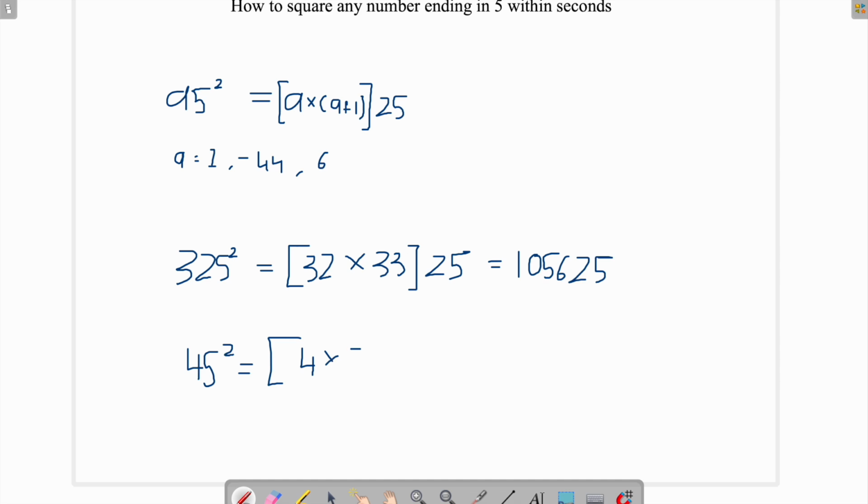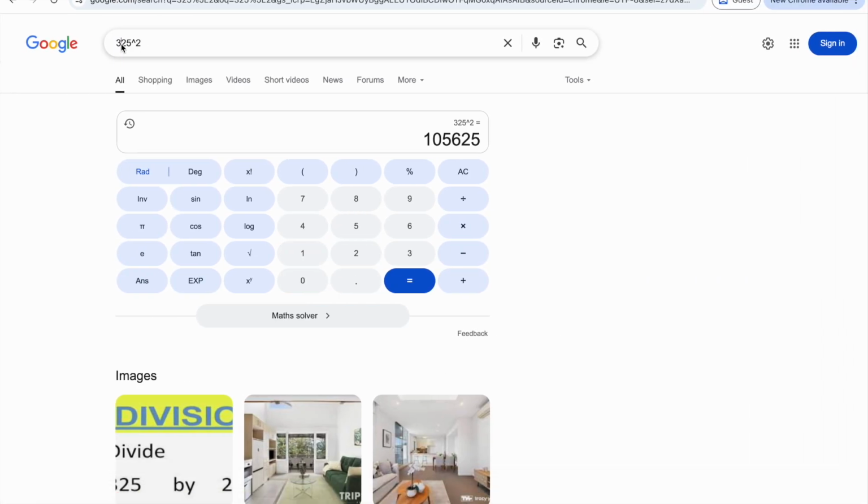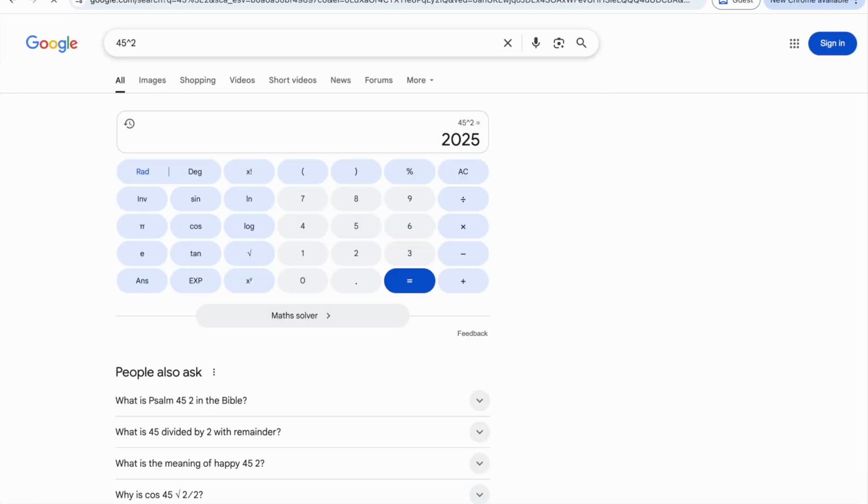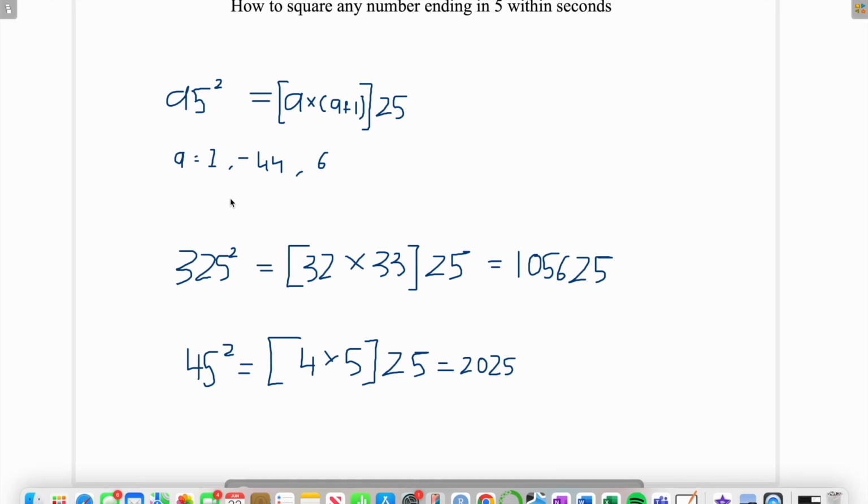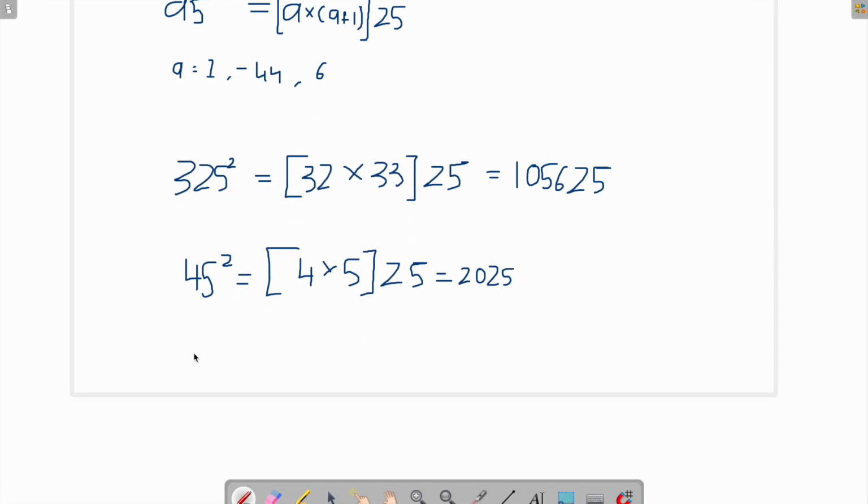What is that? Let's think about it. Very simply, it's just 20. So we get 20, then 25. Hey, the year we are currently in. So our final answer is 2,025. So let's just once again confirm this with the calculator. Awesome.